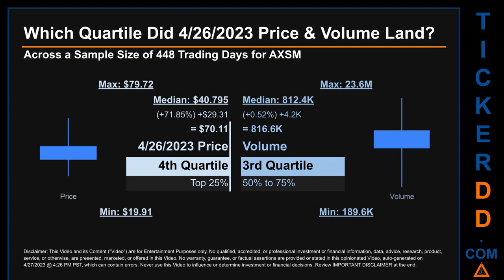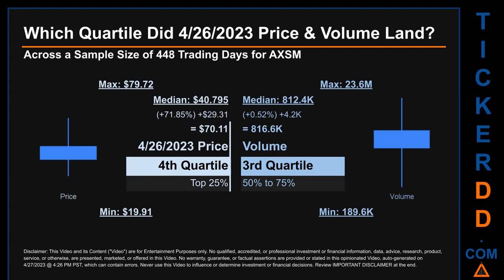Across a sample size of 448 trading days, the maximum end-of-day price for AXSM was $79.72 while the minimum was $19.91. Within that price range, April 26, 2023 price, of $70.11, landed within the fourth quartile, meaning that it was within the top 25% of all sampled end-of-day prices. The day's volume landed within the third quartile, that is within the 50% to 75% range of all sampled daily volume, which saw a max daily volume of 23.6 million and a minimum of 189.6 thousand.